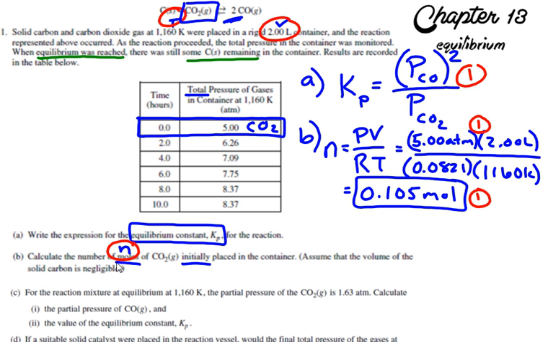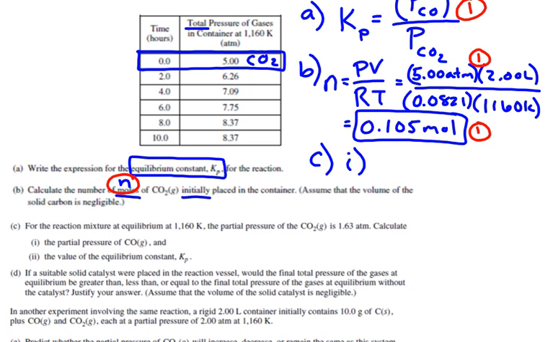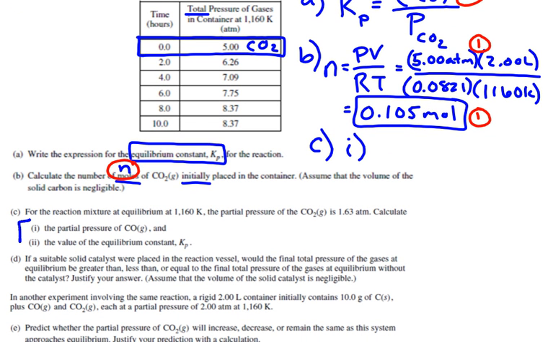Okay? All right, letter C. This is broken up into 2. So letter C-I. I like I's and double I's because what it does is it gives you little smaller problems that you can easily figure out as you go. Okay, so it says for the reaction mixture at equilibrium at 1160 Kelvin, so same conditions, the partial pressure of CO2 is 1.63 atm. This is at equilibrium. Calculate the partial pressure of CO.